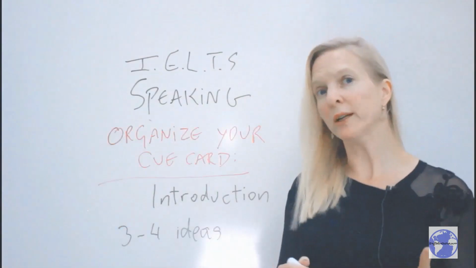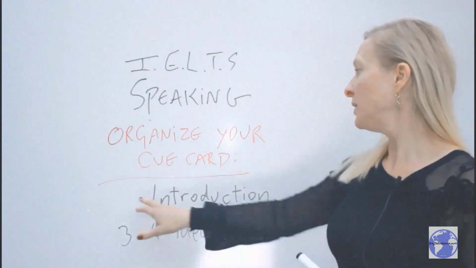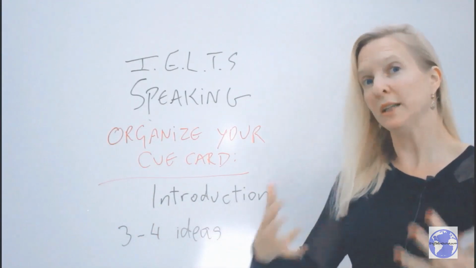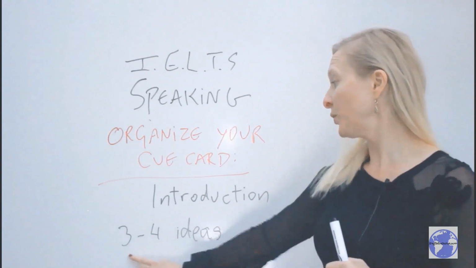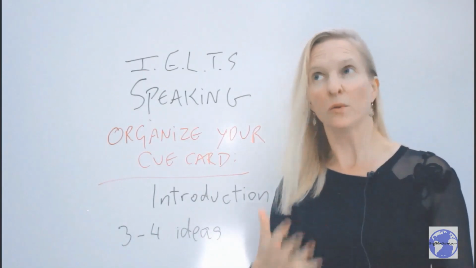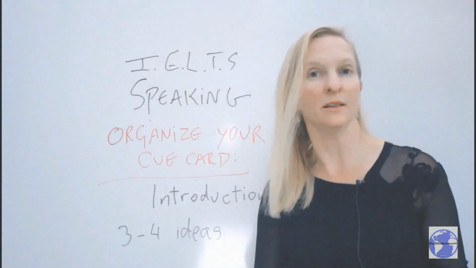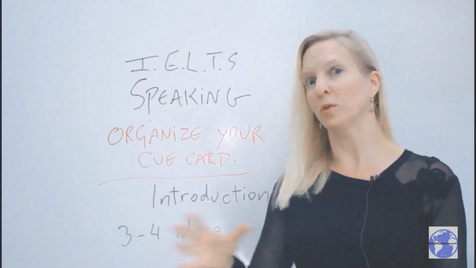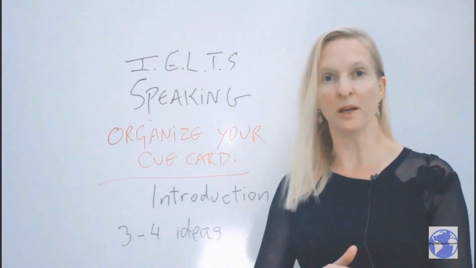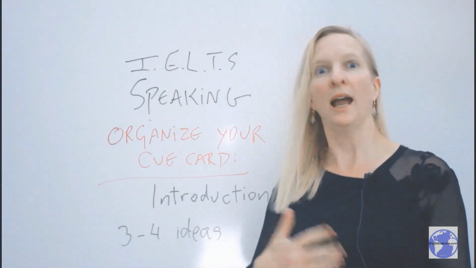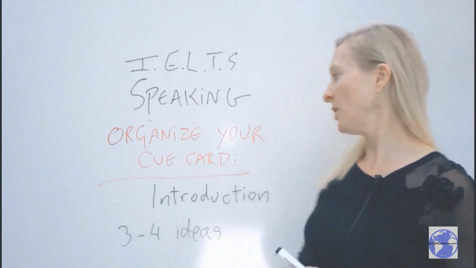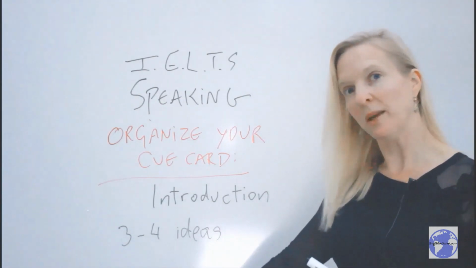When you organize your cue card, you can organize your introduction, so how you will introduce the topic, and then 3 to 4 main points or main ideas. For example, if the topic is describe your dog, you may get some pointers to say describe where you got your dog, how long you have had him, and what he likes to eat. So you can write down those main ideas.